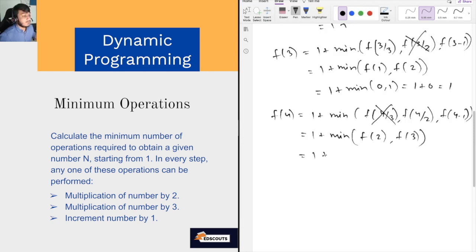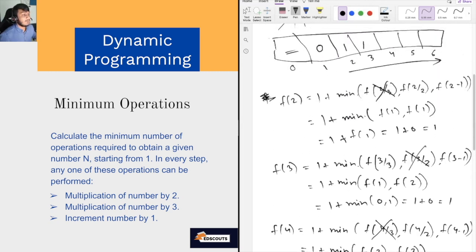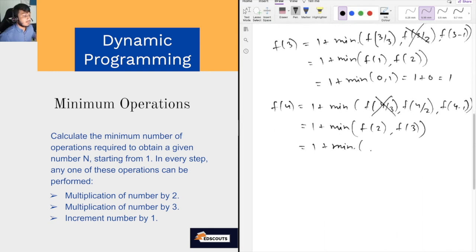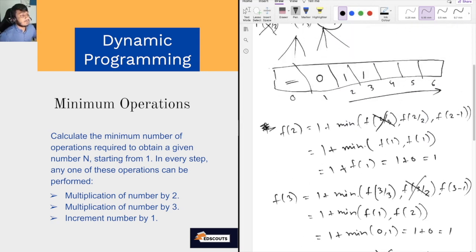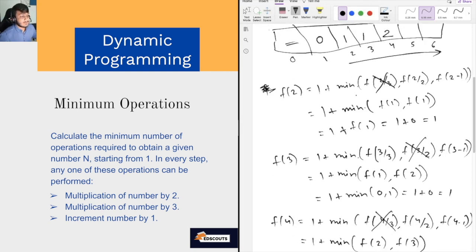So it is equal to 1 plus minimum of, what is f of 2? f of 2 is 1, f of 3 is also 1. So minimum of 1 comma 1 is equal to 1 plus 1, which is equal to 2, so f of 4 is 2. So for getting 4 starting from 1, we only require two operations.